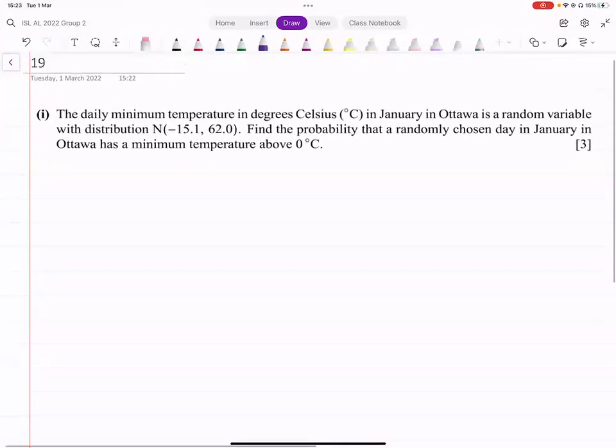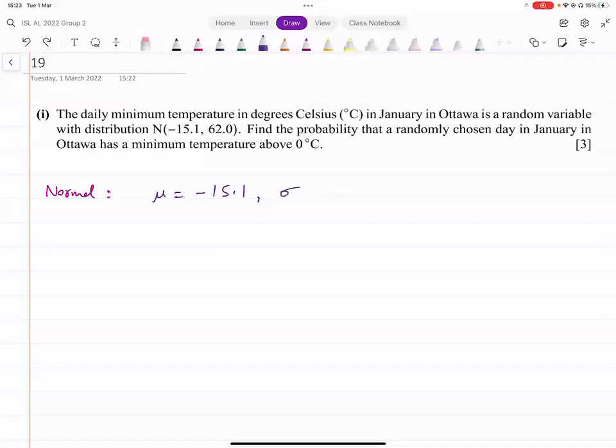Okay, so the daily minimum temperature in degrees Celsius in January in Ottawa is a random variable with distribution N(minus 15.1, 62). इसका क्या मतलब है? It's a normal distribution with mean minus 15.1. What about the 62? The 62 क्या represent कर रहा है? 62 क्या चीज़ है यहाँ पे?